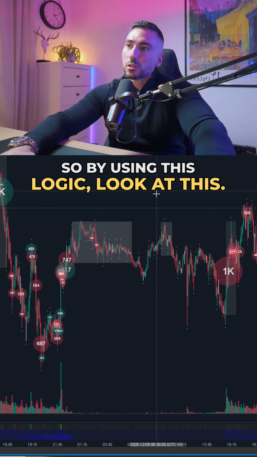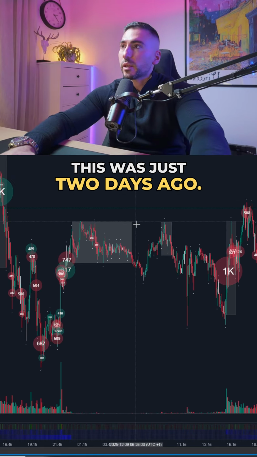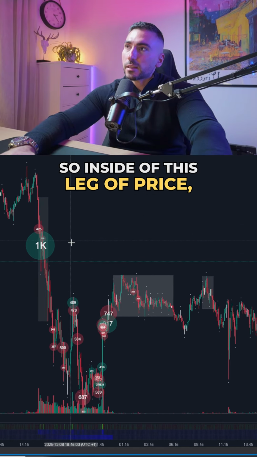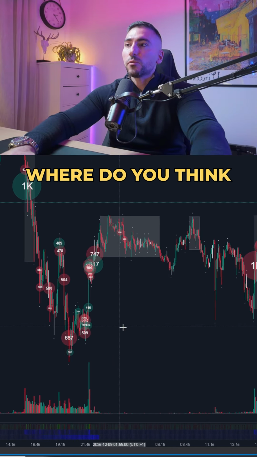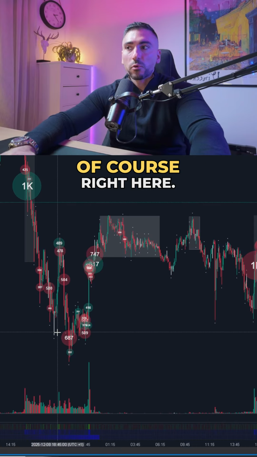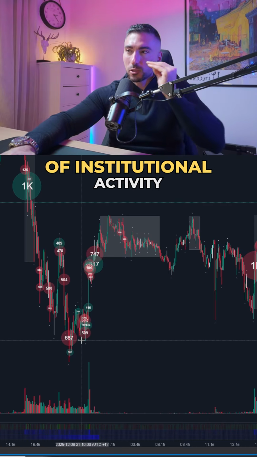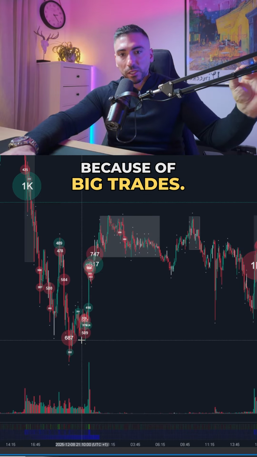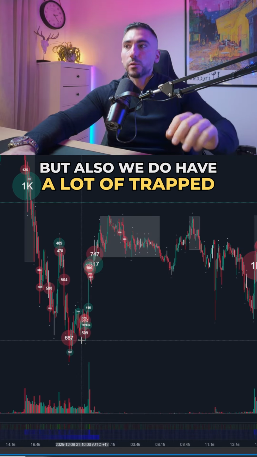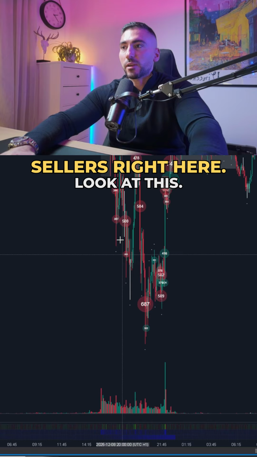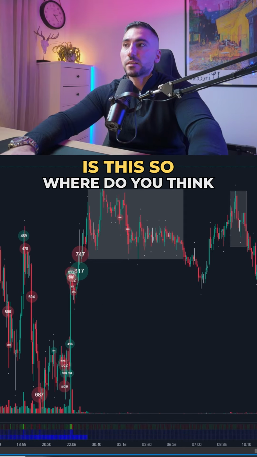So by using this logic, look at this. This was just 2 days ago. So inside of this leg of price, from this high to this low, where do you think the strongest buyers are? Of course, right here. Why is the strongest buyers there? Because we do have a lot of institutional activity because of big trades, but also we do have a lot of trapped sellers right here. Look at this. Beautiful is this.